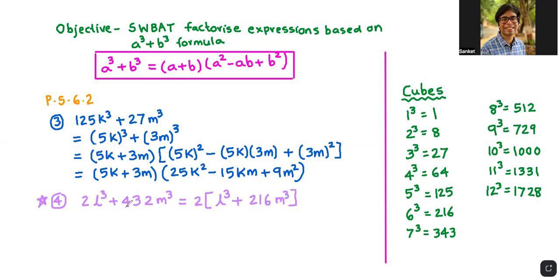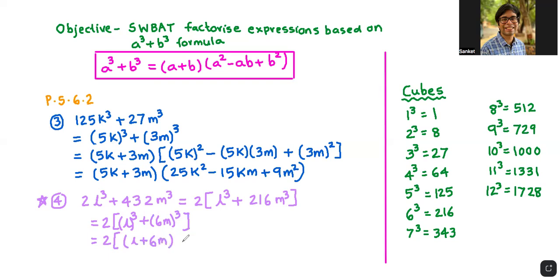If I open the bracket, I'll get this back: 2L cube plus 2 multiplied by 216, that is 432 M cube. So now this is 1L cube. I know 1 is a cube of 1 and 216 is a cube of 6. So now I can write this as 2 square bracket L cube plus 6M cube. So now I've identified my A and B. My A is L, B is 6M. So I can apply the formula, but I need to keep this 2 outside.